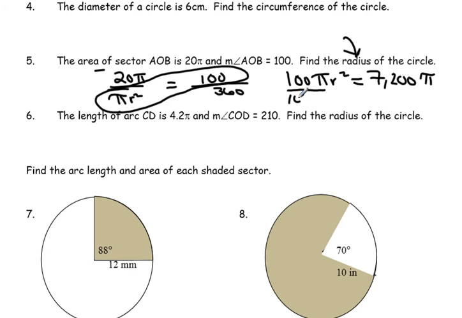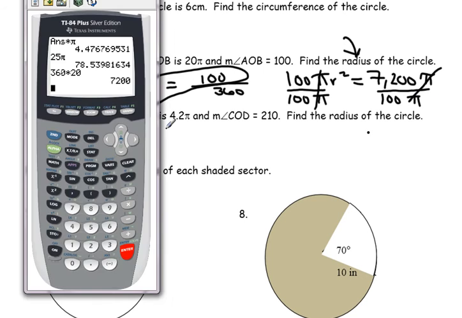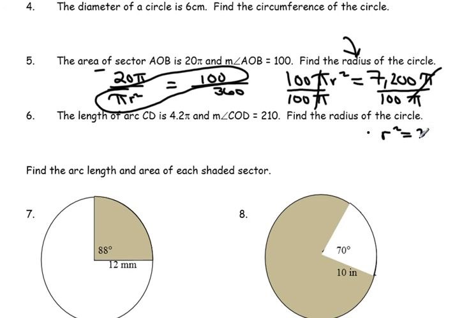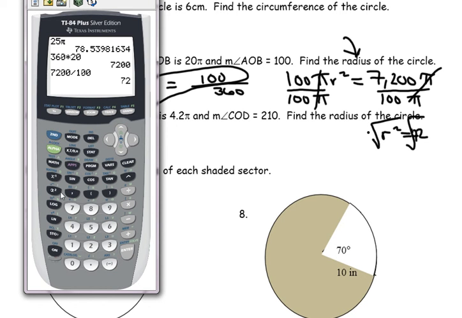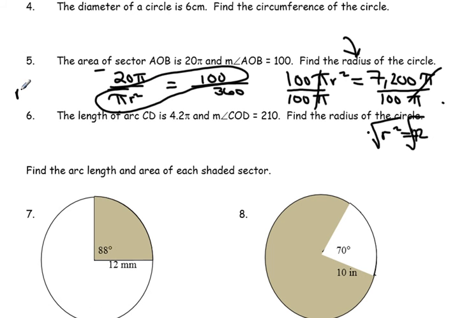We're going to divide both sides by 100 pi. Pi over pi is 1, so that reduces to 1. And 7,200 divided by 100 would just be 720. Or would just be 72, sorry. So that leaves us with r squared equals 72. And we want r, so we would take the square root of both sides. So we would take the square root of 72. That would be 8.5 for the radius of our circle.